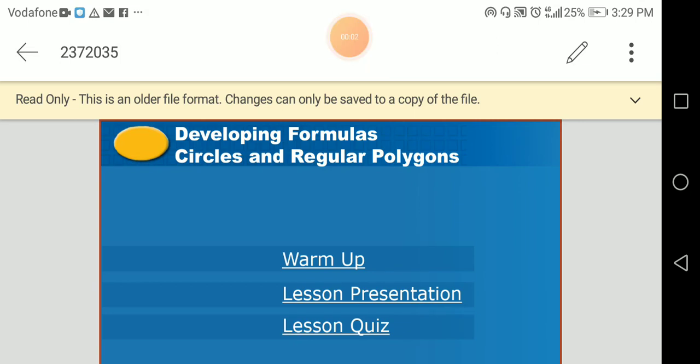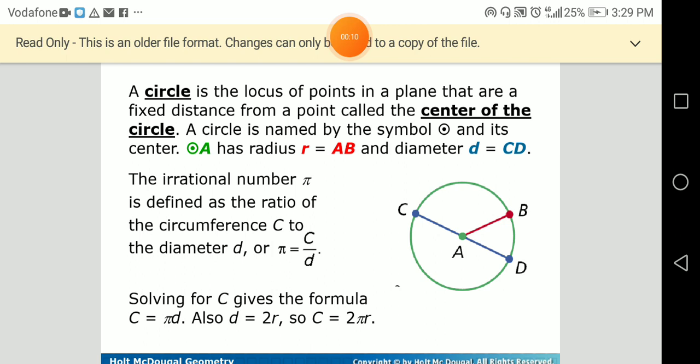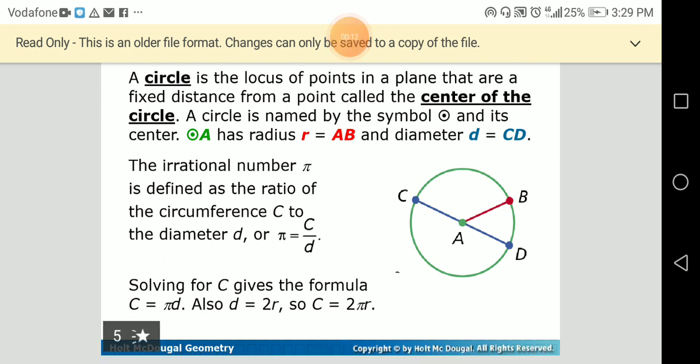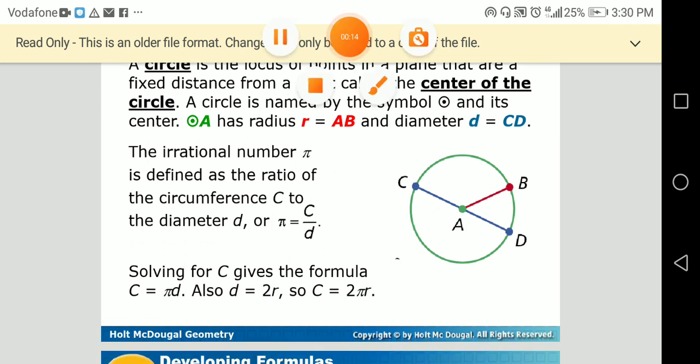I hope you're fine. Today we're going to have a new lesson. It's about developing formulas, circles and regular polygons. So let's start. As you see here, we have the circle. This is the circle, and we have the center of the circle.